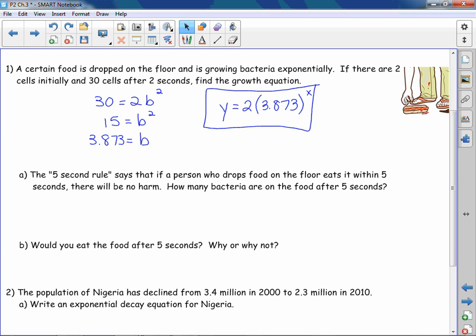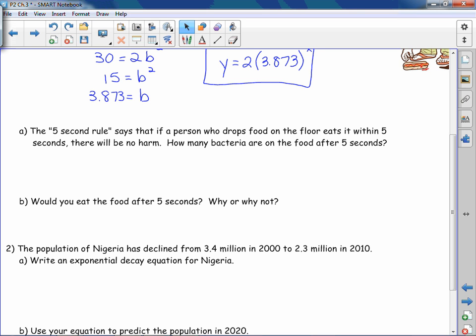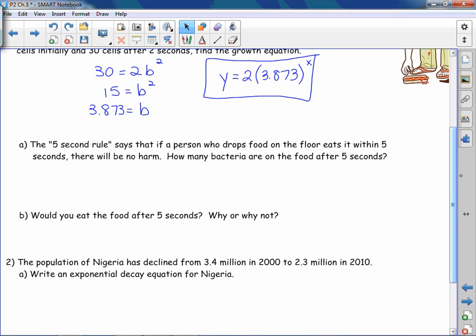Here we go. The 5-second rule says that if a person who drops food on the floor eats it within 5 seconds, there will be no harm. How many bacteria are on the food after 5 seconds? Well, we need our equation here. And for us, our time is the x, isn't it? So it's 5 seconds. So we're going to change it to y equals 2 times 3.873 to the 5th. So you just plug that in. Okay, and then on your calculator, you know how to type that in, right? Should be a pretty big number.